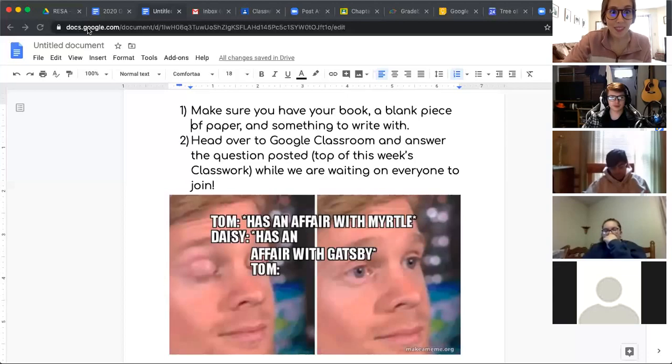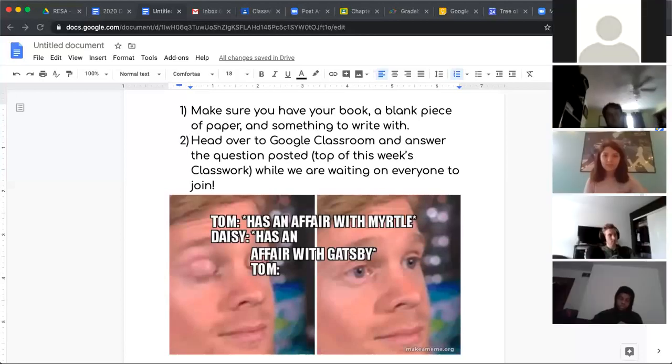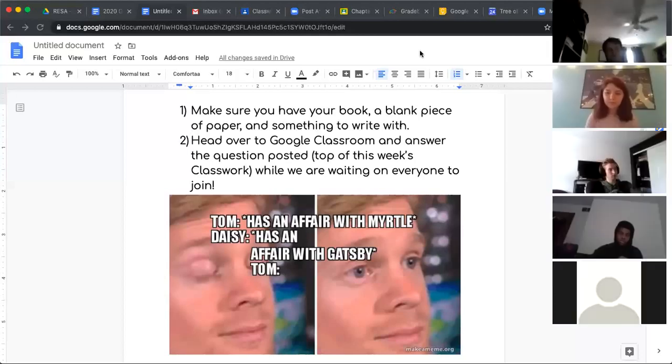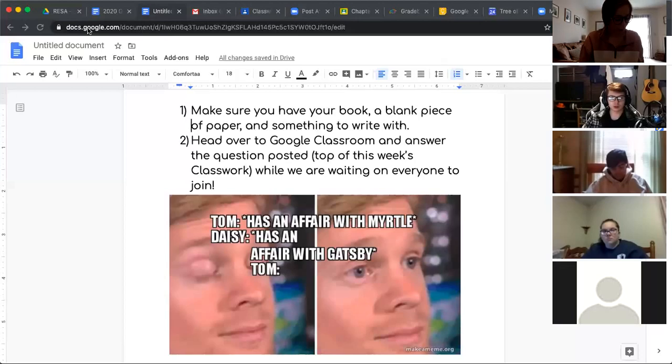What bothers Tom? Is it the affair, or is it the fact that it's Gatsby? The fact that it's Gatsby. Thank you. Yes. Okay. So if you go on to read that paragraph, he's less offended at the idea that Daisy would cheat on him than the fact that she would cheat on him with somebody who doesn't even have money.